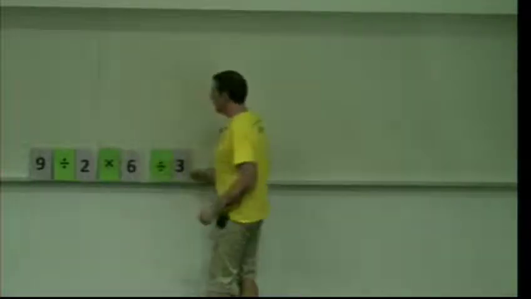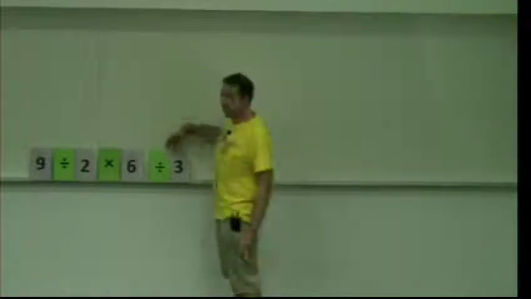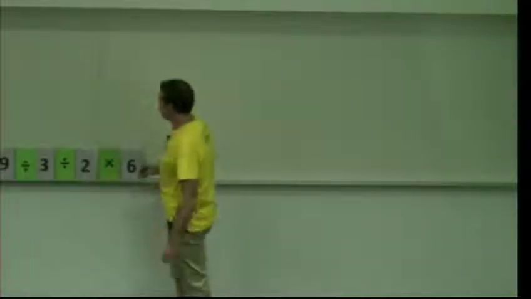I can divide by that 3 whenever I want. Okay? It doesn't have to happen at the end, it could happen at the beginning. So it is a divide by 3 at some point. I could divide by 3 first, and have 9 divided by 3. Just move it all over. And that would be better. 9 divided by 3 is 3.